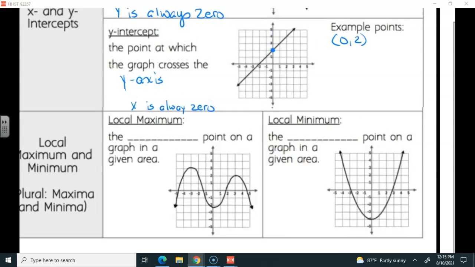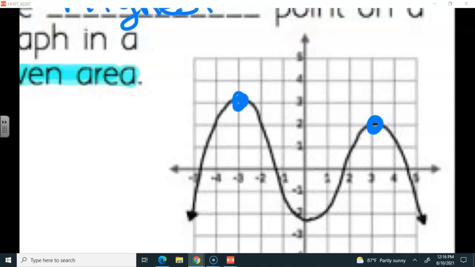Then we have a local maxima. So that is the highest point on a graph in a given area. Okay, you can have more than one maximum and minimum. Okay, so in this case, these two are the maximum points. If we label those, this first one would be at -3, 3. And the other one is at 3, 2.